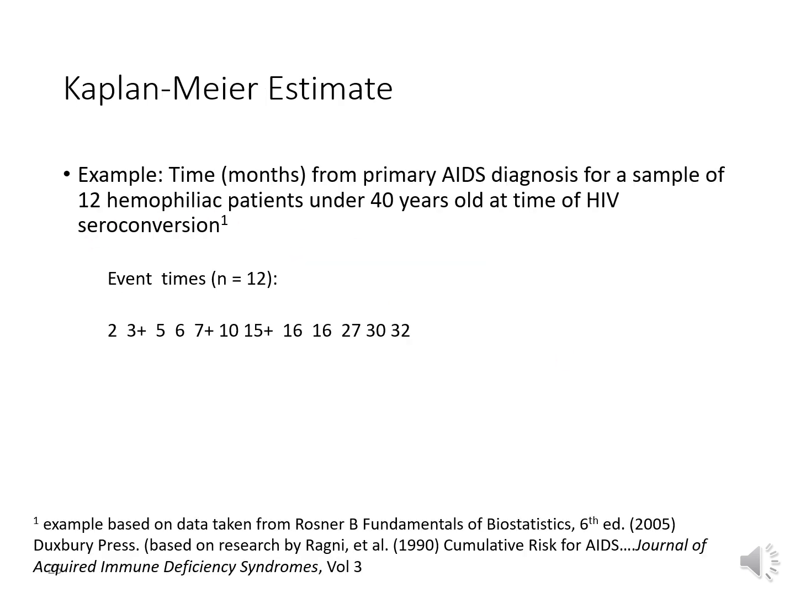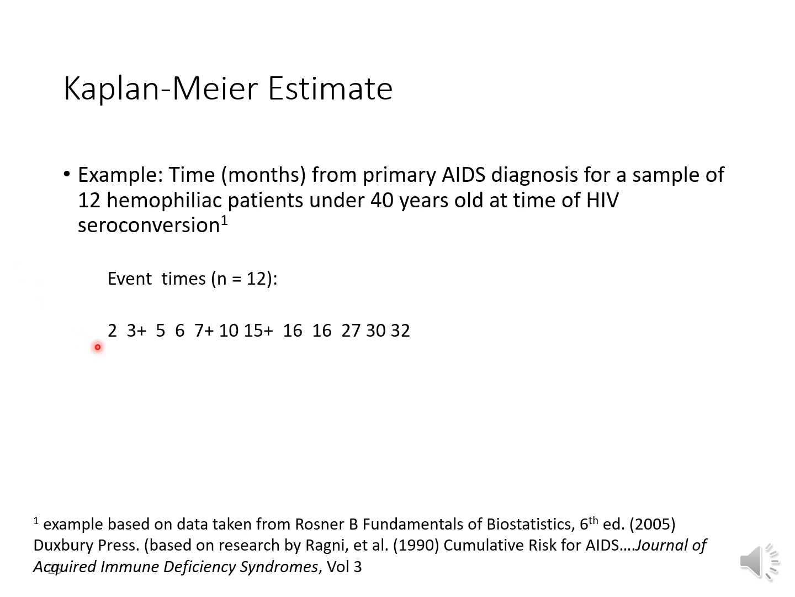This slide introduces a real data set used to calculate the Kaplan-Meier estimate. As we said, there's Kaplan-Meier or life table, but we will be focusing on Kaplan-Meier in survival analysis for this course. So in the example, the data are from 12 hemophiliac patients at the time of their HIV conversion. So they were diagnosed with AIDS, and then how long does it take them to convert?